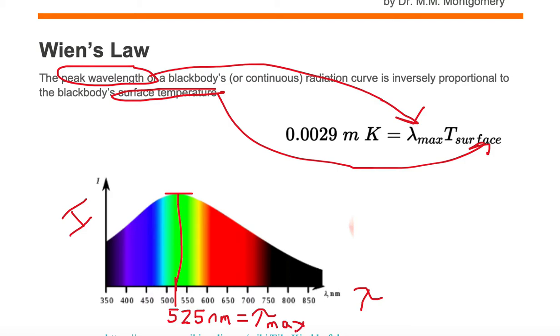Notice that peak wavelength and surface temperature are inversely related because they're equal to a constant. So if the wavelength increases to a longer wavelength, then the surface temperature has to go down. Similarly, if the wavelength decreases to a shorter wavelength, then the surface temperature goes up.